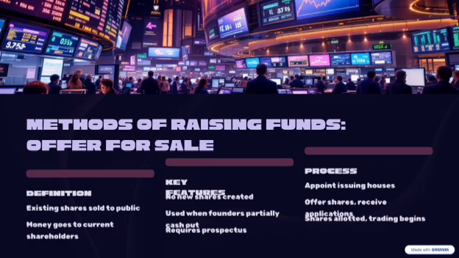Number 1, we have offer for sale. Now, this is when existing shares owned by current shareholders, often the founders or early investors, are sold to the public. For example, when Aliko Dangote wanted to reduce his ownership stake in Dangote Cement, he made an offer for sale, selling some of his existing shares to the public through the Nigerian Stock Exchange market.